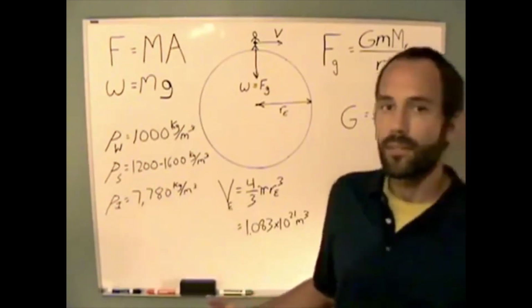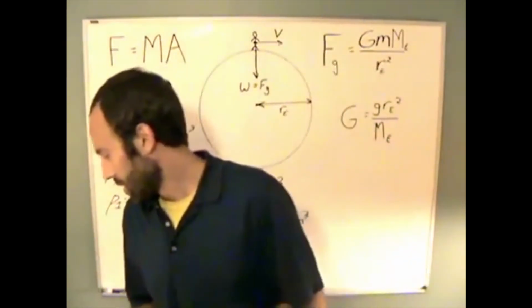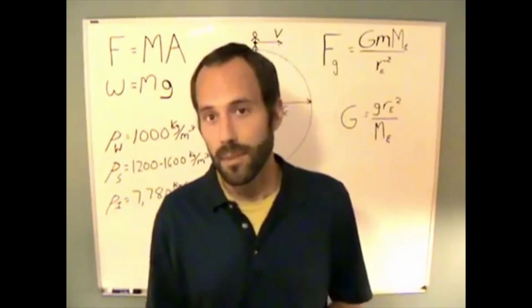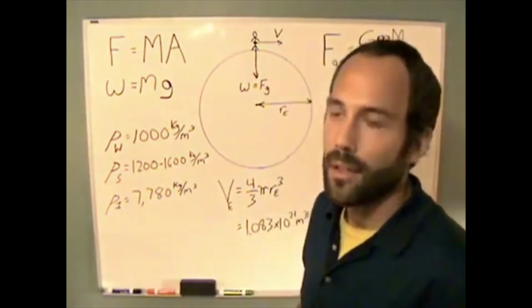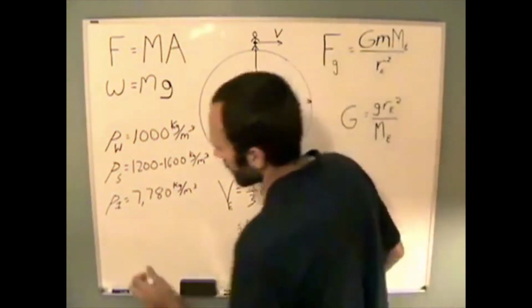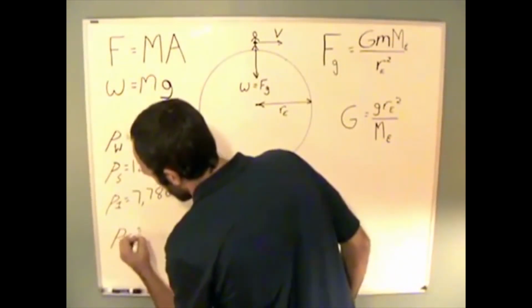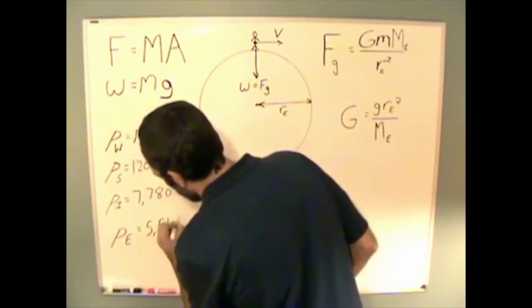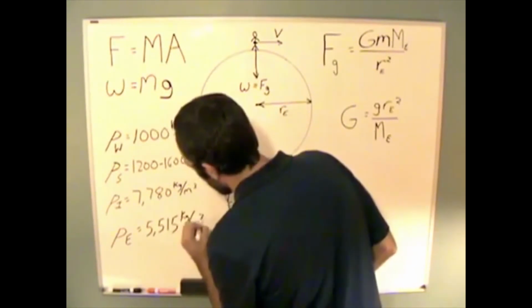If you use NASA's fact sheet with their mass of Earth, which is 5.9726 times 10 to the 24th kilograms, and you divide that by the volume of Earth, you will get an average density of Earth, which I'm going to call rho E over here, of 5,515 kilograms per meter cubed.